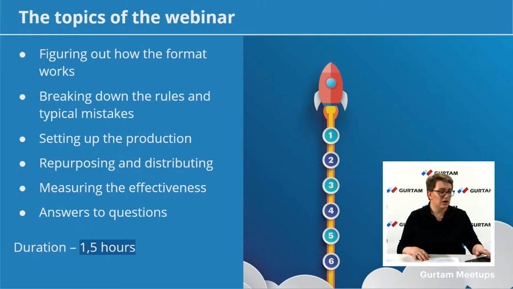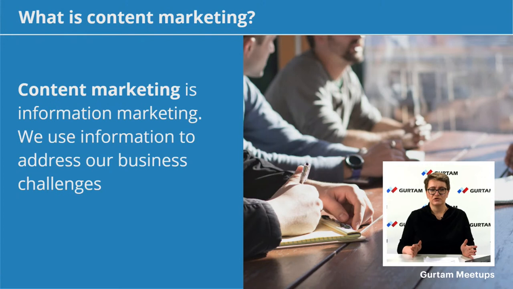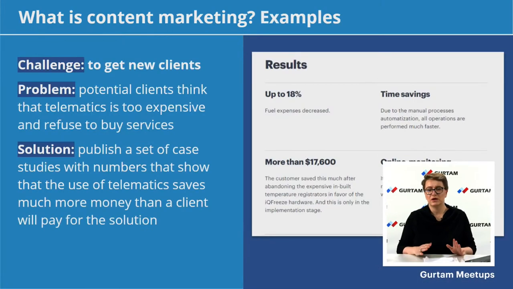Okay, now let's start. Well, actually, before talking about anything here, I would really like to define what is content marketing. It's marketing of information. It means that we use different information to address our business challenges. And well, those business challenges can be really different. And to help you understand that, I have put some examples for you here.